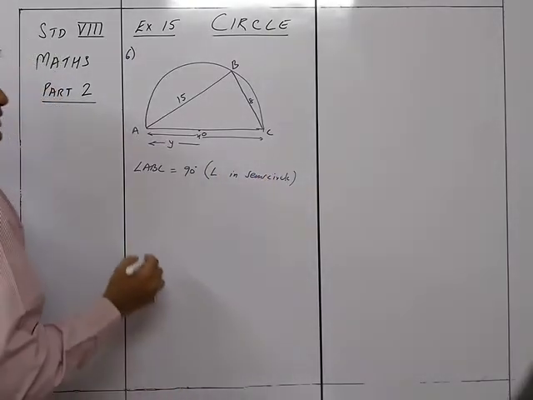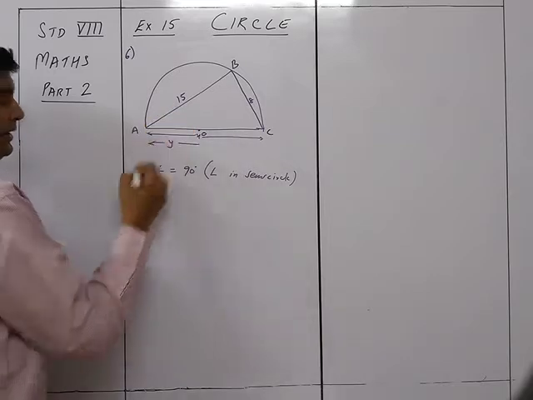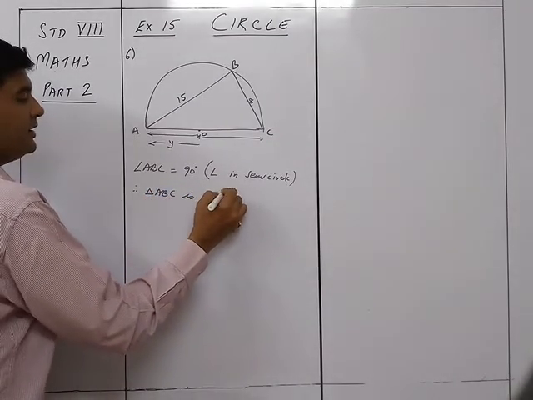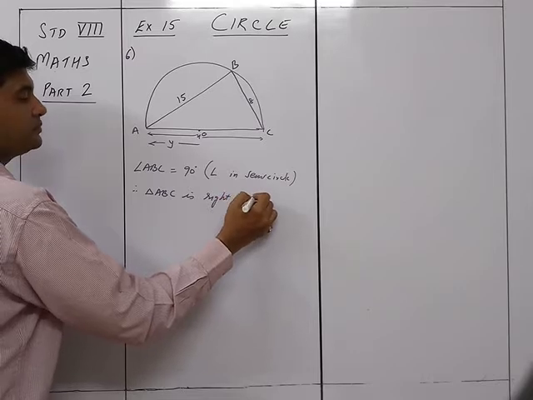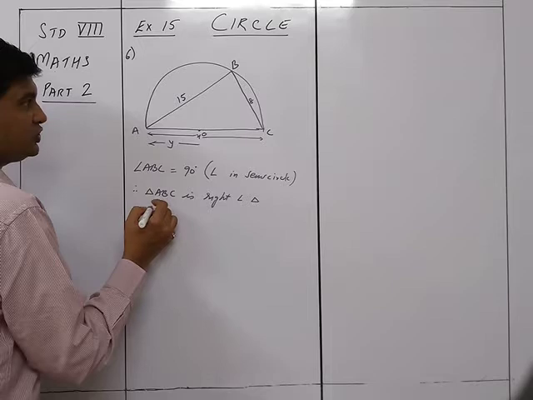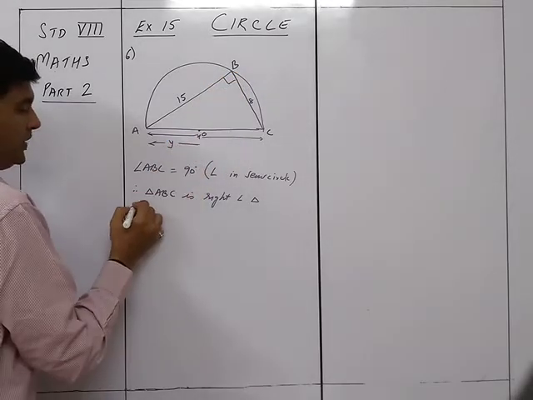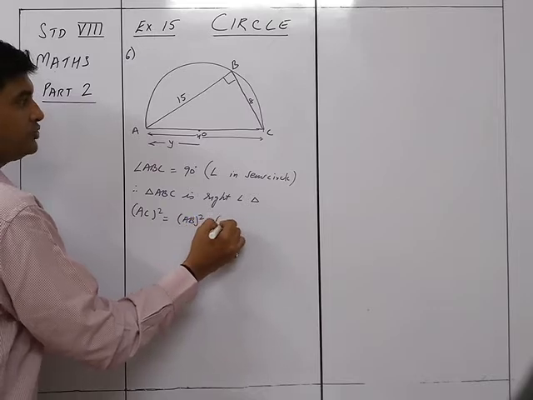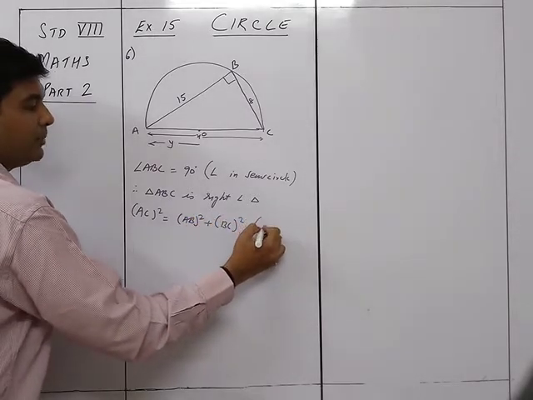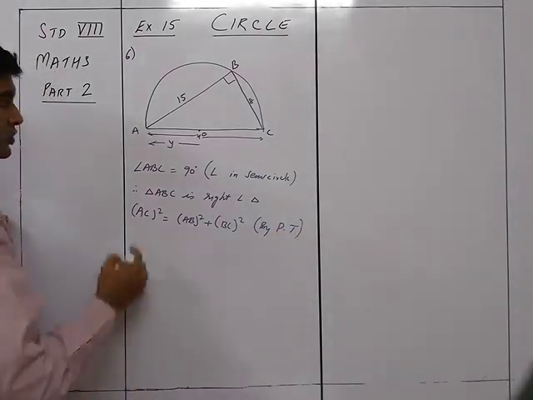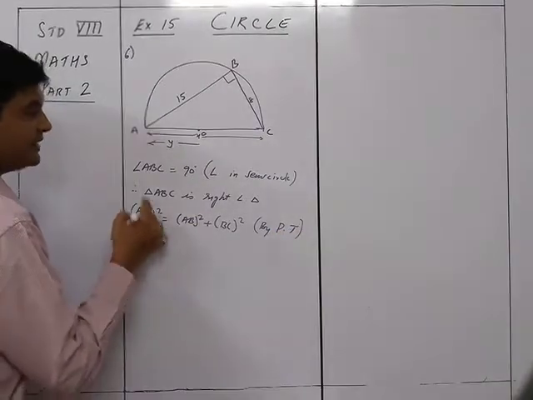Angle in a semicircle is 90 degrees. Therefore, triangle ABC is a right-angled triangle. So AC square is equal to AB square plus BC square by Pythagoras theorem, I'll just write it as PT. Now this AC over here is nothing but x.